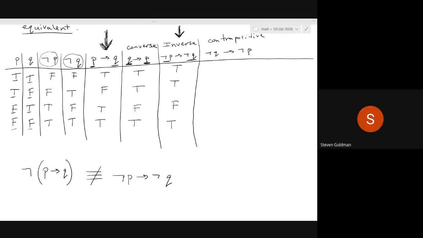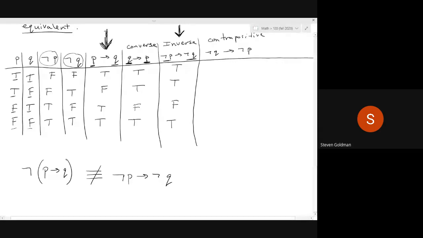Also, when we're doing this, you have to be careful to keep in mind what's the hypothesis and what's the conclusion. The hypothesis is always the "if" part of the sentence, what comes before the arrow. The conclusion is the "then" part, what comes after the arrow.